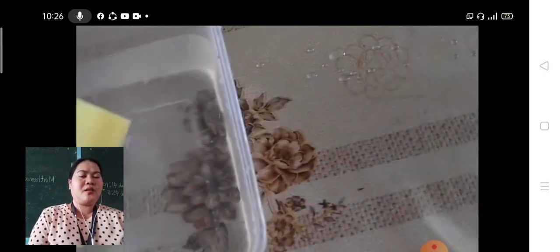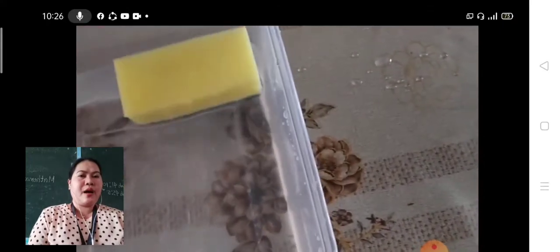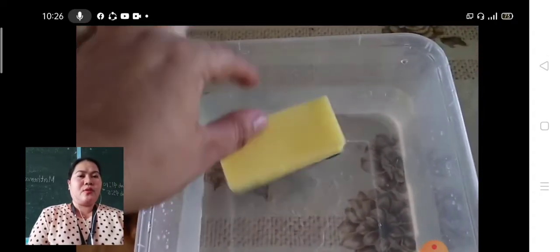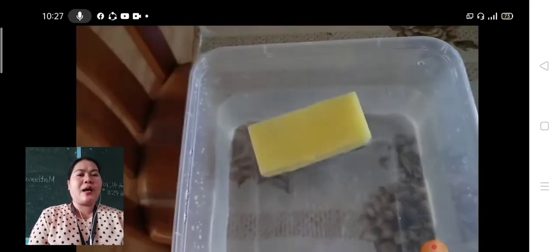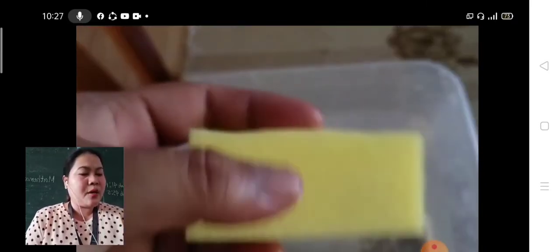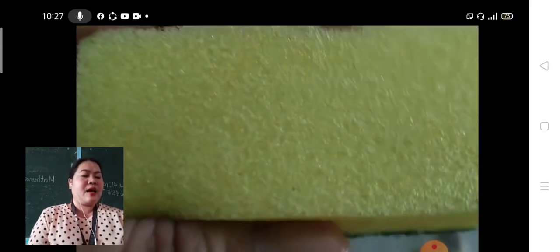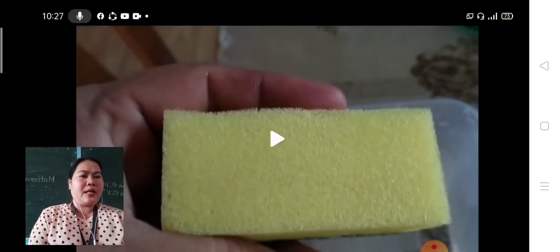How about the sponge? The sponge is floating, but it absorbed water. So, ano class ang tawag sa ga-absorb sang water? That is absorbent. When we say absorbent, these are materials that can absorb water because they have tiny holes or small holes that can absorb liquid.